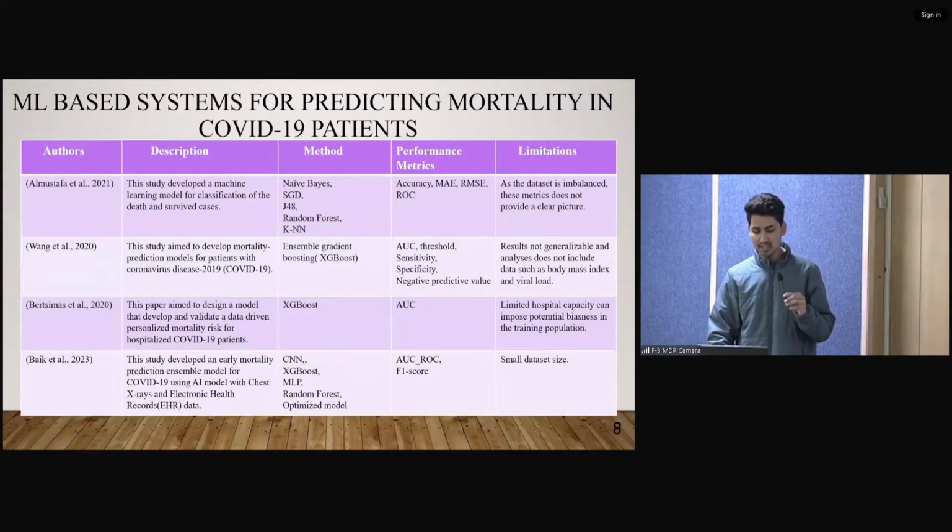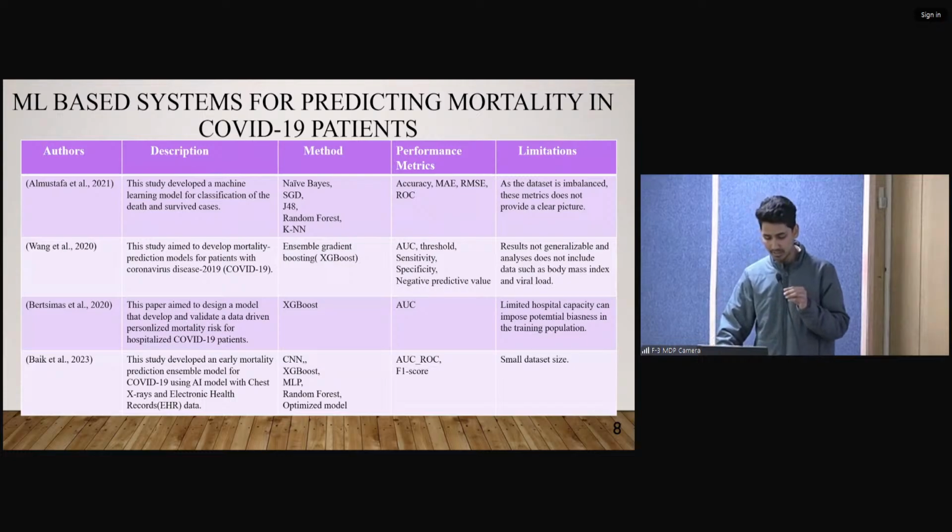These are the earlier studies done in the field of machine learning for predicting mortality in COVID-19 patients. Al-Mustafa et al., in 2021, developed a machine learning model for classification of death and survived cases with methods such as naive Bayes, stochastic gradient descent, J48 decision tree, random forest, and KNN, and calculated metrics like accuracy, mean absolute error, root mean square error, and ROC. The limitation of this study is that as the dataset was imbalanced, these metrics were not enough to provide a clear picture. Similarly, other studies have been done.